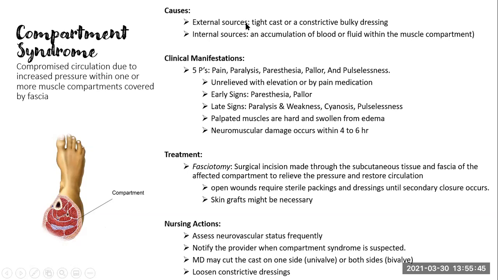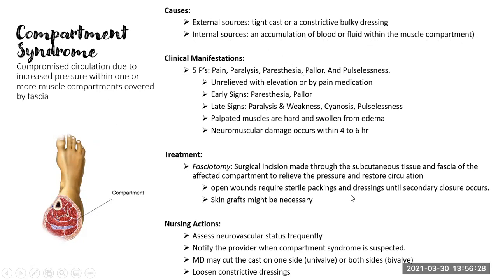So it can be caused by external or internal sources. External sources such as a cast, an improperly fitted tight cast, or constrictive bulky dressings, too tight, and then not allowing room for swelling. If the patient has an injury, we have to allow some room for swelling and movement, but also ensure that the cast or dressing is not too loose either. And then of course, an injury could cause bleeding within the muscle compartment or fluid collection, such as heart failure or something.